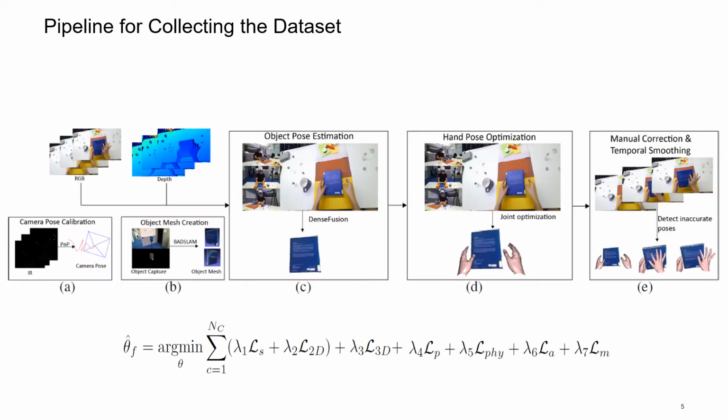To collect the dataset, we optimized the following loss function jointly for hands and object that minimizes surface distance, 2D distance, physical constraint, etc. Let me explain the pipeline. We calibrated camera pose using 9 IR spheres, created object mesh using BundleSLAM, estimated object poses, and optimized hand pose jointly. After that, we manually corrected both hands and object poses and smoothed the poses temporally.